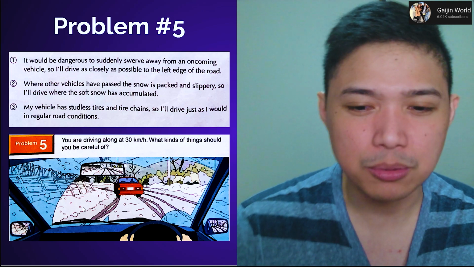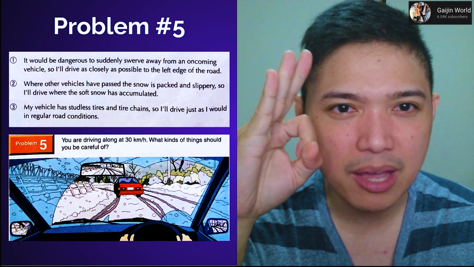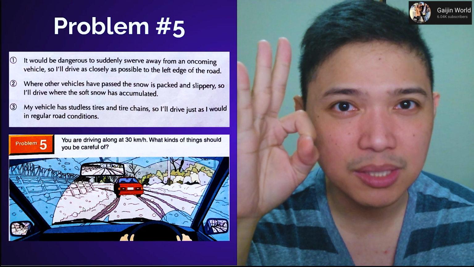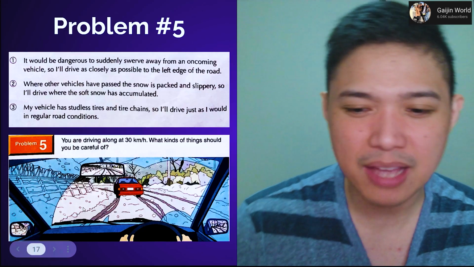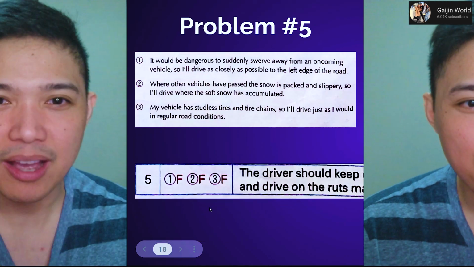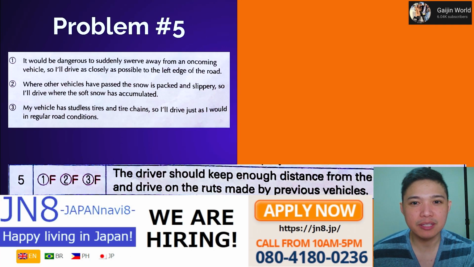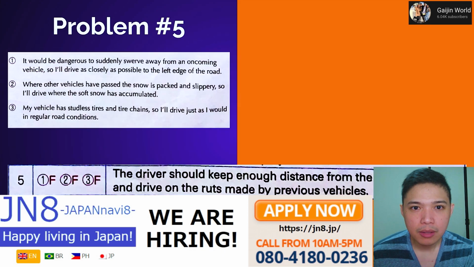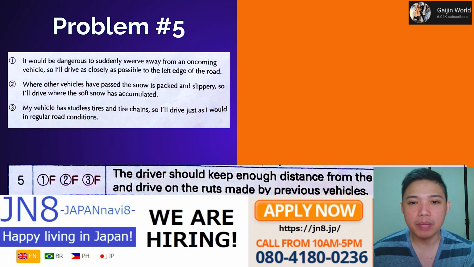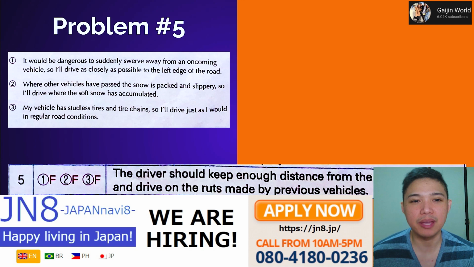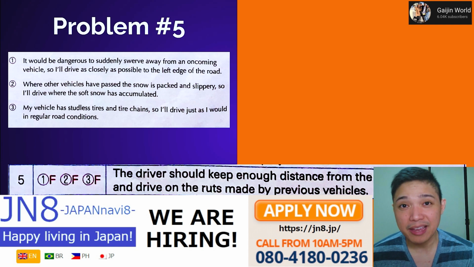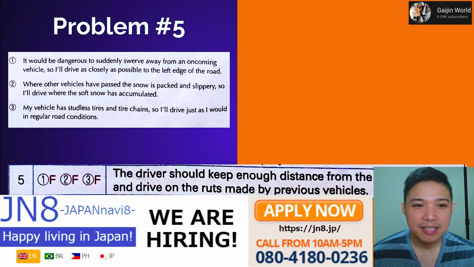And how about you? I'll give you 3 seconds to answer. 3, 2, 1. Okay, so let's see if the answer is false. Oh, yeah, the answer is false. There you go, the explanation here: the driver should keep enough distance from the vehicle ahead and drive on the ruts made by previous vehicles. Okay, so I got it correctly. And how about you guys?